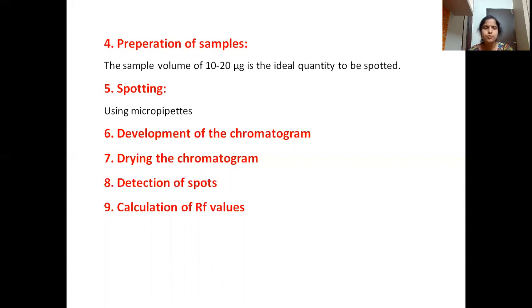After detecting the spots, the last step will be calculation of Rf values. As you know, Rf stands for retardation factor, or retention factor. So the last step after detection of the spots is to calculate the Rf values. Depending upon the Rf values, the spots have to be identified.